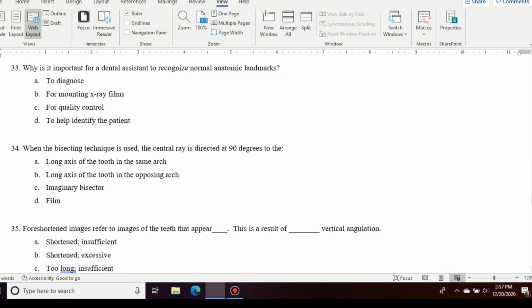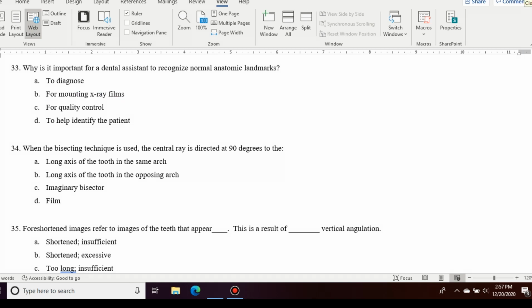33. Why is it important for a dental assistant to recognize normal anatomic landmarks? A, to diagnose, B, for mounting X-ray films, C, for quality control, or D, to help identify the patient? The correct answer is B, for mounting X-ray films.